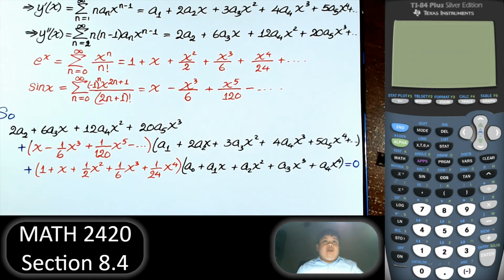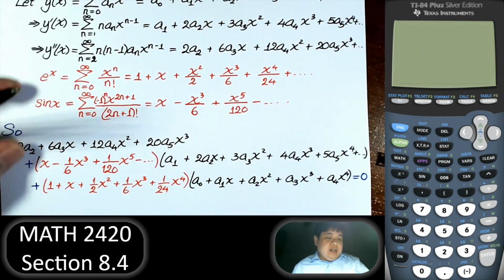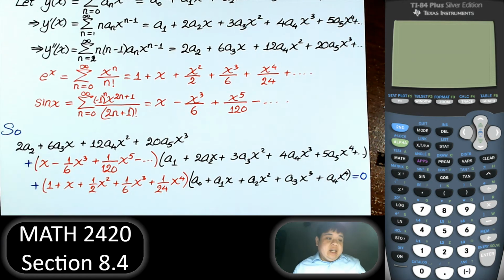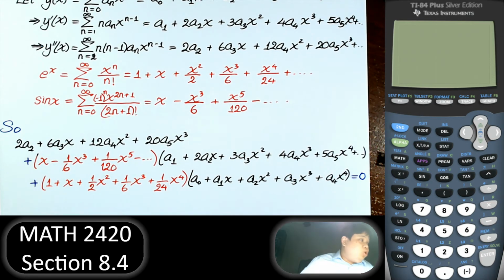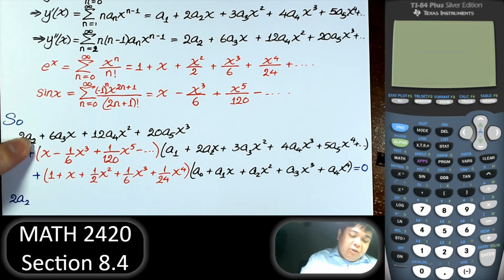Right. So like that, write the power series for everything. The power series for y double prime, y prime and y, and the Taylor series for e to the x and sin x. Now we just multiply and combine like terms. Right, let's multiply. Now when we multiply, we combine like terms. First of all, do we have any constant? Constant 2a2. That is the only constant for the first part.